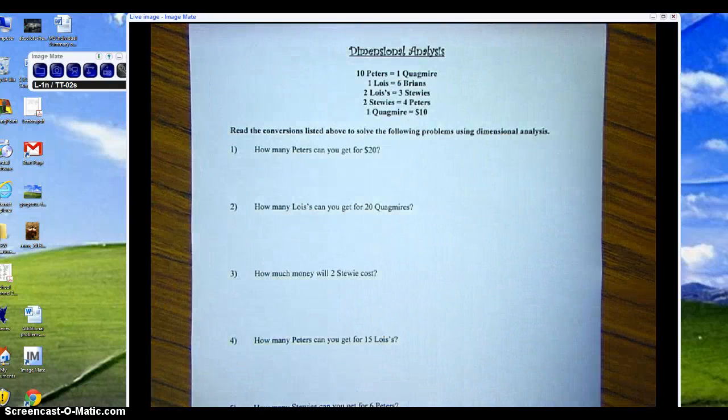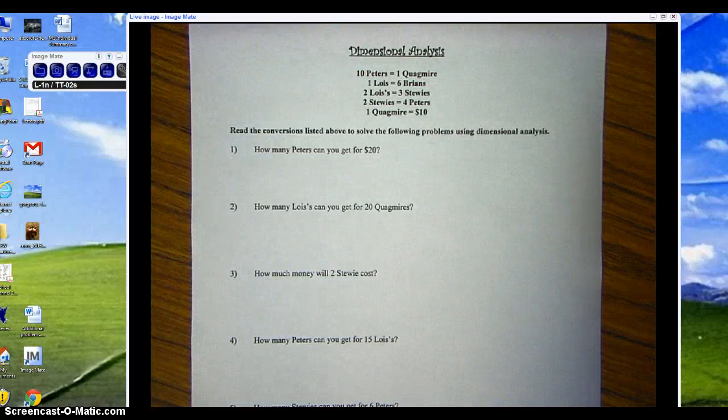Here's today's notes. You guys are going to do something called dimensional analysis. This is really 6-3. I'm going to show you how to do this worksheet first that you're going to be doing in class, and then I'll give you a couple examples for your homework.